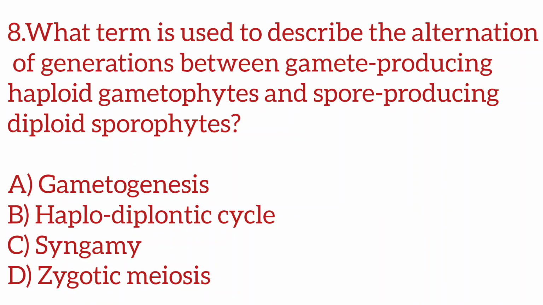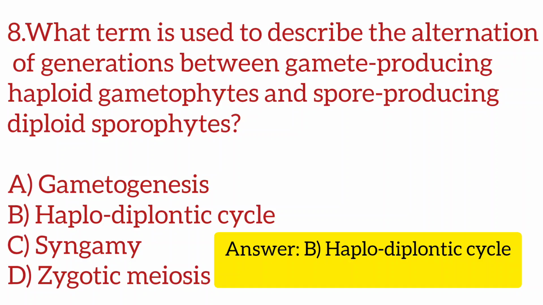8. What term is used to describe the alternation of generations between gamete-producing haploid gametophytes and spore-producing diploid sporophytes? A. Gametogenesis. B. Haplodiplontic cycle. C. Syngamy. D. Zygotic meiosis. Answer B. Haplodiplontic cycle. 9.